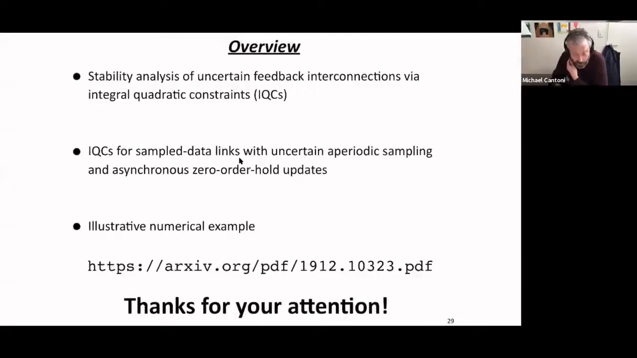Then we saw how to use this approach to study systems with sampled data links that are uncertain, in the sense that the timing of samples at the input are aperiodic, and for which we may only have a bound on the intersample interval, and where the activity at the output of the link is asynchronous relative to the events at the input. And we saw a numerical example. The details of the numerical example can be found in this paper on arXiv, which was just recently accepted for TAC. So thanks for your attention.